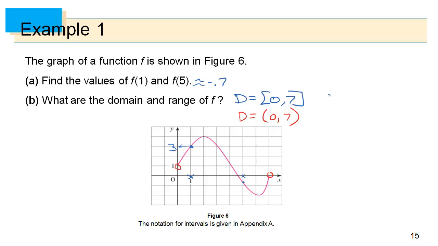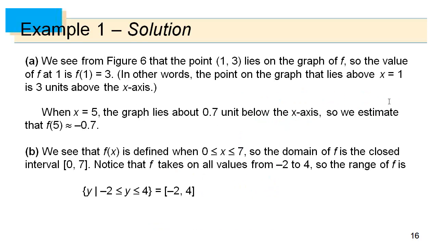Same for the range. The range actually attains this value of 4 and this value of negative 2. So it's going to go from negative 2 to 4 with closed brackets. Here it is written up all nice and pretty, so you can read it better than my scribbling.